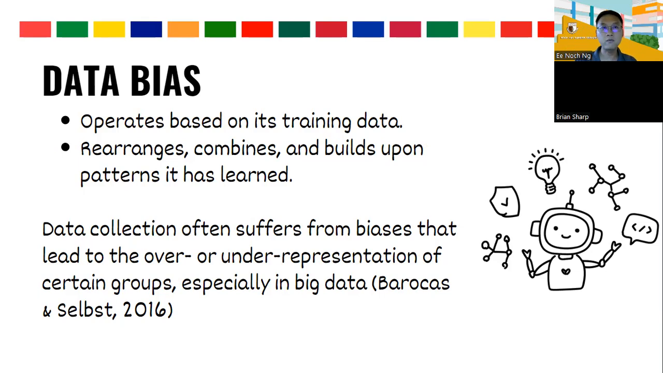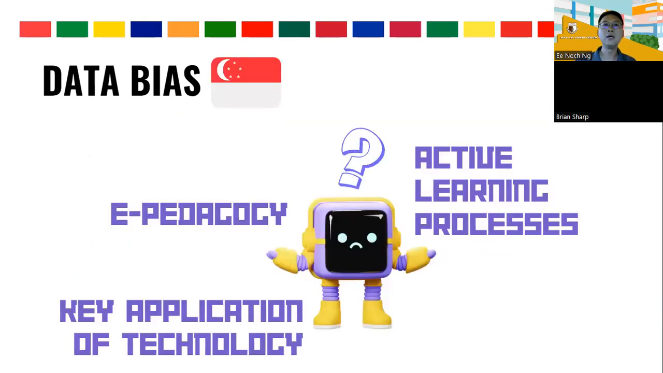So you need to be very careful what you put in. So I'll give you an example. In Singapore, we use terms like e-pedagogy, active learning process, and key applications of technology. Now, these are phrases, and the definitions of these phrases are very unique to Singapore. So if I were to ask AI, what is e-pedagogy? The answer that AI gives me is not according to what Singapore has defined e-pedagogy to be.